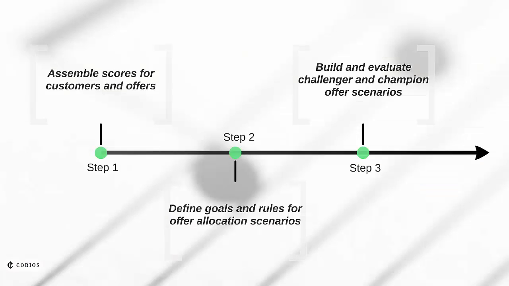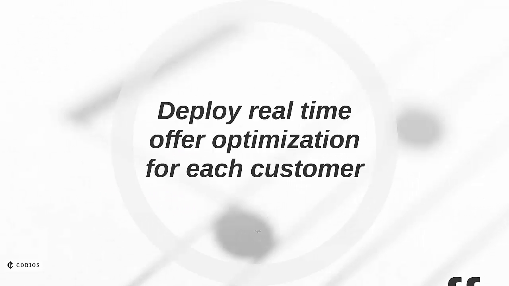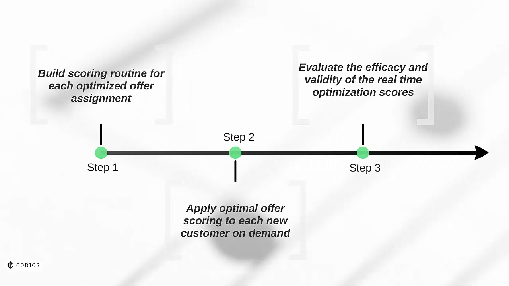We finished training our offer optimization strategy to assign the best offers to each of our historical customers. Now we're ready to start deploying it into real time for future customers. Deploying real-time offer optimization for every customer consists of 3 steps. First, we're going to learn from what we used in our champion strategy to build a scoring routine for every optimized offer. Then we can apply those new offer scorings to every new customer on demand. And finally, as part of the closed loop, we want to evaluate the efficacy of those real-time optimization scores to make sure that it's working just as well on new customers as it is working on historical customers.